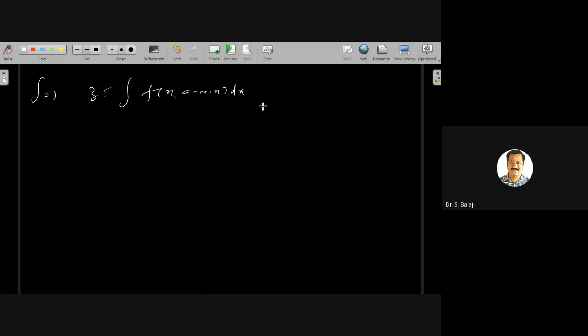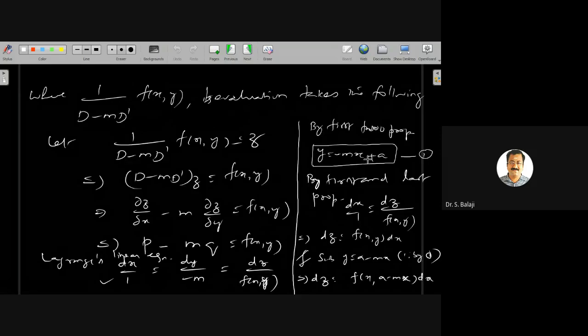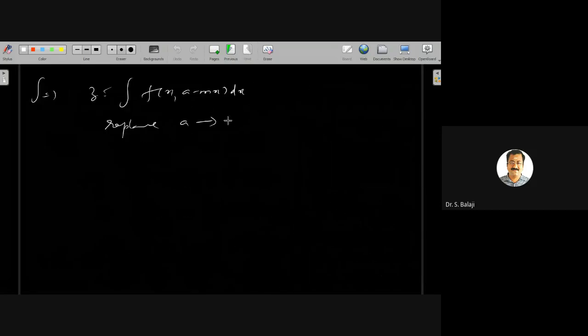Then after integration, you can replace a finally: a is equal to y plus mx. Because after integration you get a in the solution here, but in the particular solution no constant will be involved. In the complementary function you can use an arbitrary function or constant, but in the particular integral you cannot use any constant.